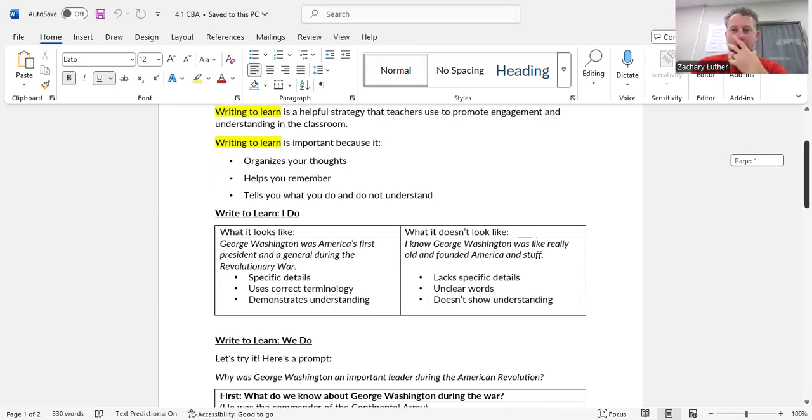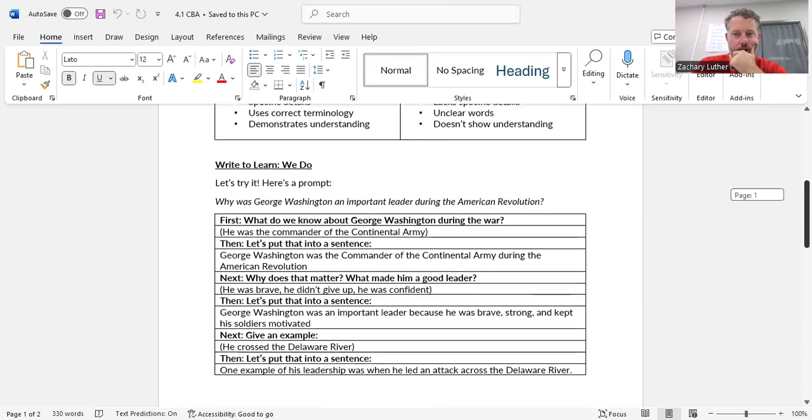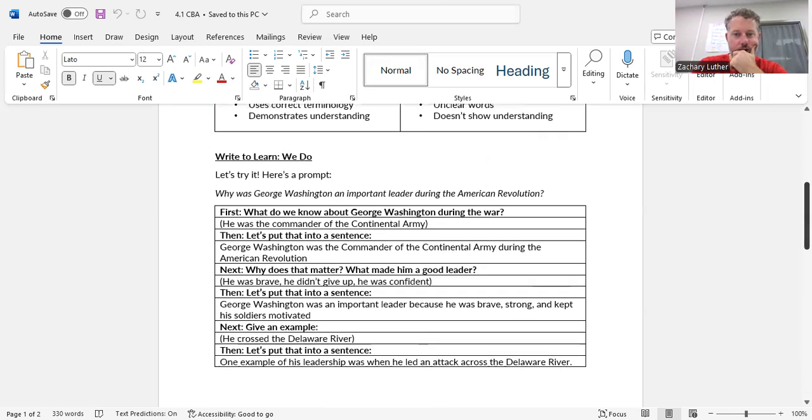So I had to do I do, we do, you do with this. In this section, I gave the kids an example of what it looks like and what it doesn't look like. This we do, I had two versions of this. One was blank, and that's what I would give to the kids. But this one I had to put answers on. So like, what do we know? And then we put that into a sentence. Why does that matter? Then we put that into a sentence, give an example, and then you build on that. And so we're teaching them to kind of structure their paragraphs here.